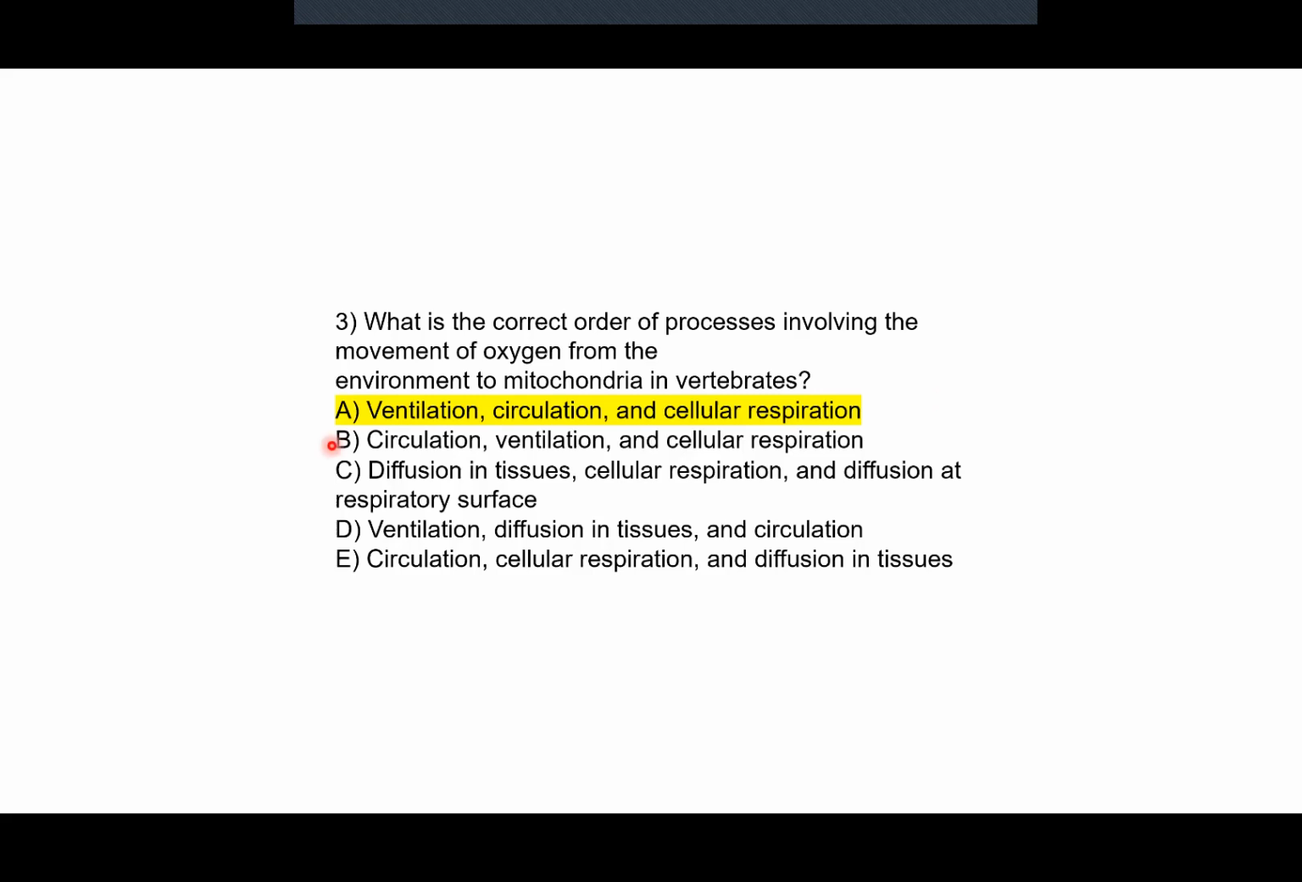So first, we have ventilation, where we're taking oxygen out from the environment, and it's entering through the mouth or nose into the trachea, and then into the lungs. Now from here, the oxygen can enter the blood, and this oxygenated blood circulates throughout the entire body to reach the tissues and their cells, where cellular respiration can take place. So A is the correct answer.